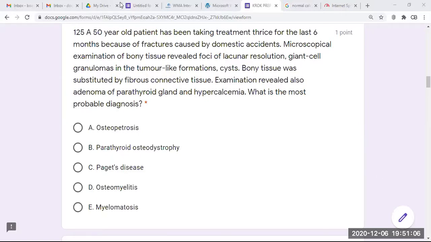Examination revealed also adenoma of what? Parathyroid gland and hypercalcemia. Now we know why hypercalcemia, right? What is the most probable diagnosis? And the answer is going to be what? Parathyroid osteodystrophy. Hope there is no question. So let's move on.